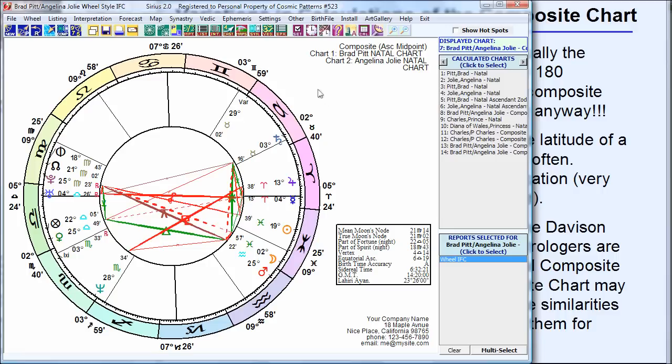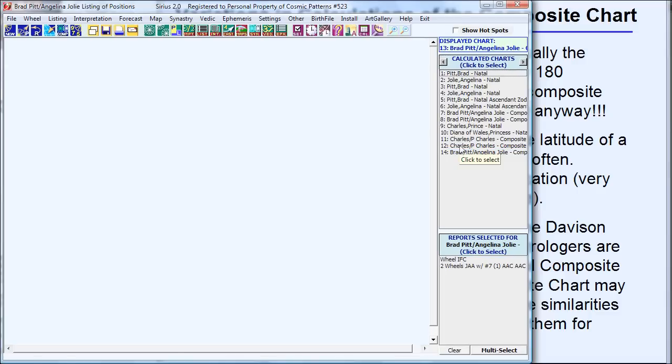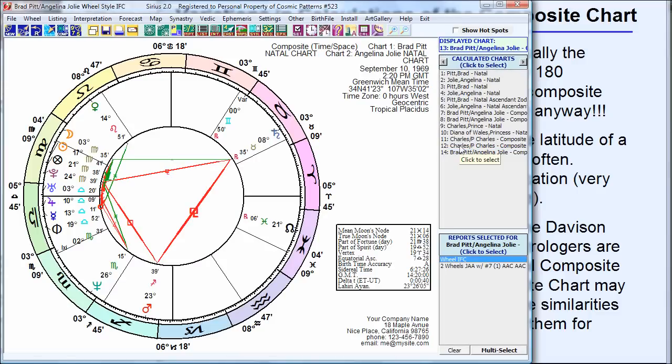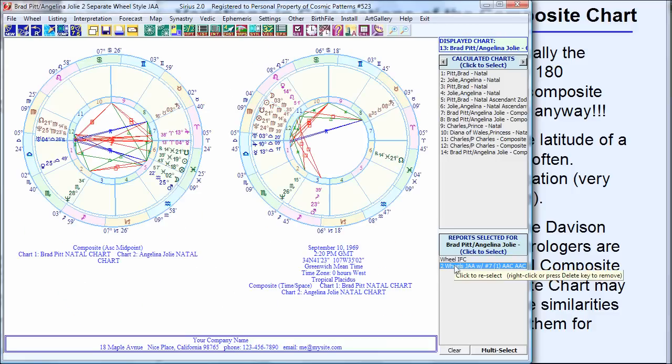Okay, so there are different types of composite charts. There's also a time-space composite, which is really a different idea. Let's look at an example of that. Here's the time-space composite, and here I've selected the time-space composite on the right and the normal composite on the left. The ascendant midpoint, the normal composite chart.